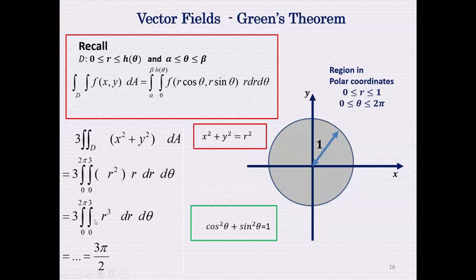We end up with the double integral of r cubed dr dθ. And that can be found easily. Final answer is 1.5π. And we are done.